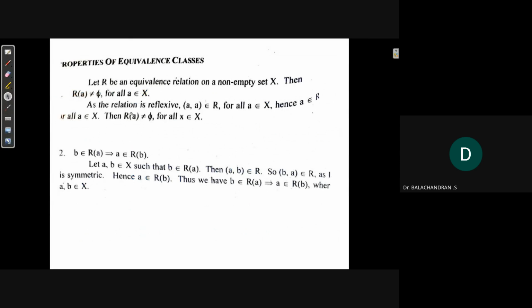Next, this is the first property. The next one is B belongs to R of A implies A belongs to R of B. So B belongs to R of A.